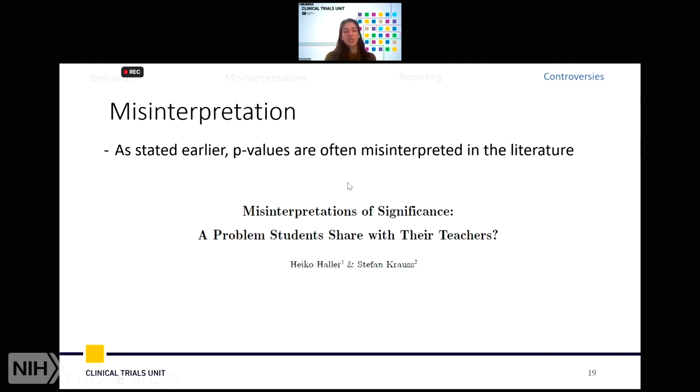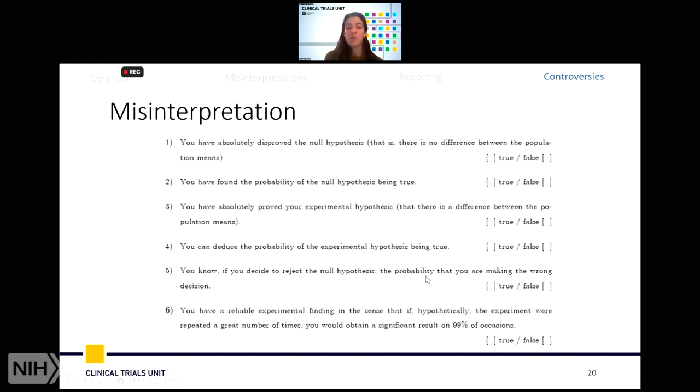Okay, so starting off with misinterpretation, again, as we stated earlier, p-values are often misinterpreted. We went through a couple of examples. I do want to talk about one paper in particular, which investigated some misinterpretations and how prevalent they actually were within the community. They administered a survey to students, teachers, and researchers, these 6 questions, and they asked them to say whether these were true or false definitions of, or what you can say in relation to, a p-value.